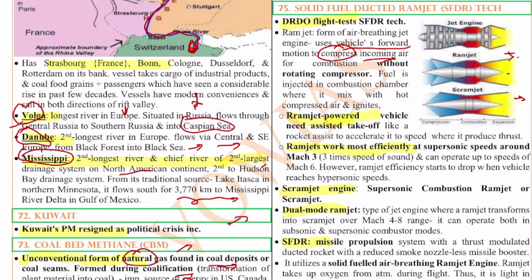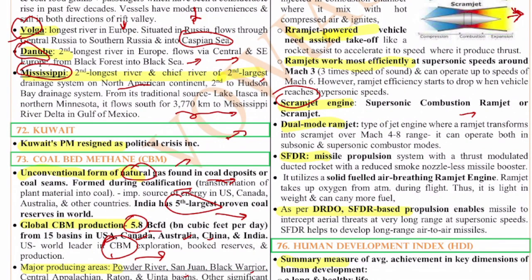That is about ramjet. On the other hand, you have scramjet. Scramjet means supersonic combustion ramjet. That means it functions in the hypersonic speed, that means more than 6 Mach. Up till 6 Mach we will use the ramjet, and for more than 6 Mach we will need this scramjet. Next is this dual mode ramjet, which is a type of ramjet where ramjet transforms into scramjet over the Mach 4 to 8. That means when it crosses supersonic speed and passes into this hypersonic, that is more than 6 Mach, then the ramjet will become scramjet. It can operate both on subsonic and supersonic combustion modes.